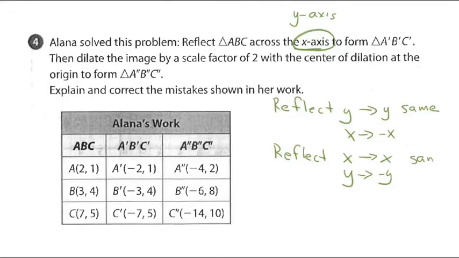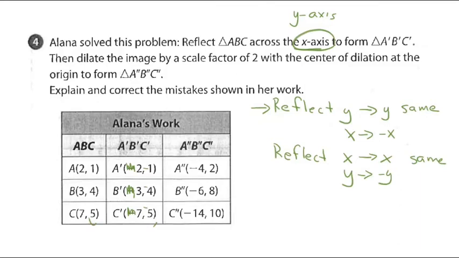So if you look at the work she did, she kept the y's the same, okay? And then she negated the x's. That gave you a reflection across the y-axis instead of the x-axis. Okay, so if I want to fix it, all I have to do is change which ones are negated. So instead of being negative 2, 1, all of these negative signs here would go away. And then all of these would become negative signs. So that's the first mistake she made. And then it says dilate it with a scale factor of 2.